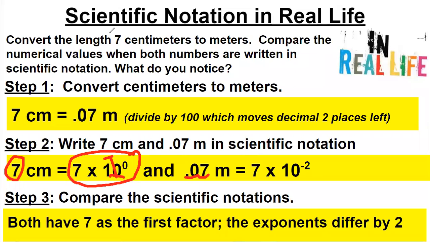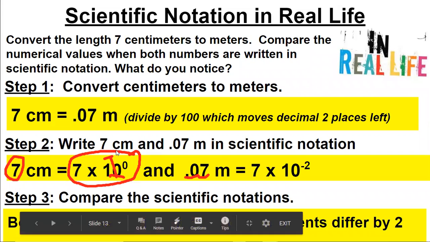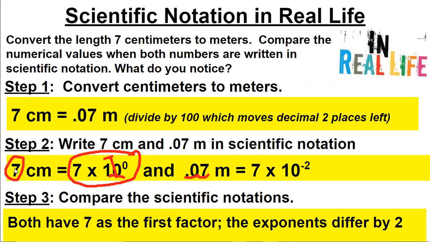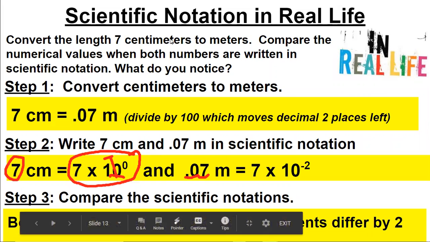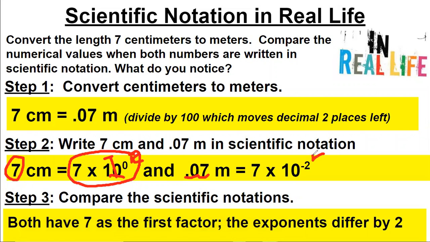Both have 7 as the first factor. This has a 7, and this has a 7. And they have different exponents. How much do they differ by? They differ by 2. So 0 here and negative 2 here. So they differ by 2. So that's just something interesting to note.